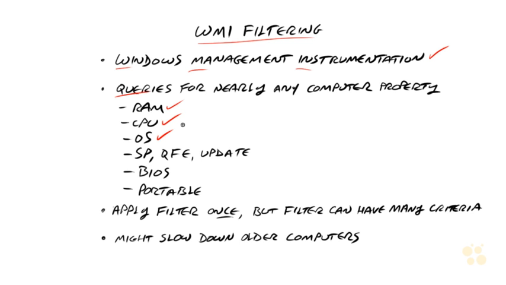So, for example, maybe these things would be very useful because maybe we want to install some software, but only if it has at least 4 gigs of RAM because it's a memory-hungry application. And only if it's at least a dual-core CPU because it uses a lot of CPU. And only if it's, I don't know, Windows Vista or later because it's designed for more current operating systems. So those would be a good example of queries that I might group together.